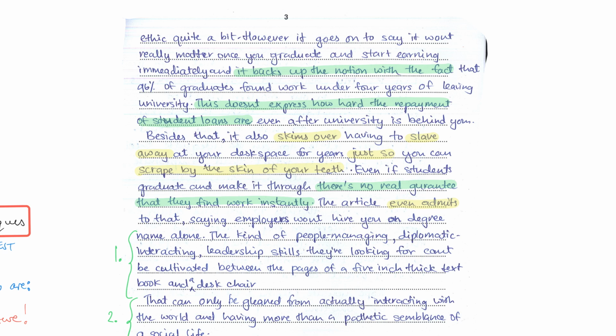Now, in the yellow, we will have words that appeal to the emotions. So it skims over, it doesn't really explain, this writer is saying, as though it's trying to hide the truth from us. The loans make us slave away, a negative account of being at university, just so you can scrape by the skin of your teeth.